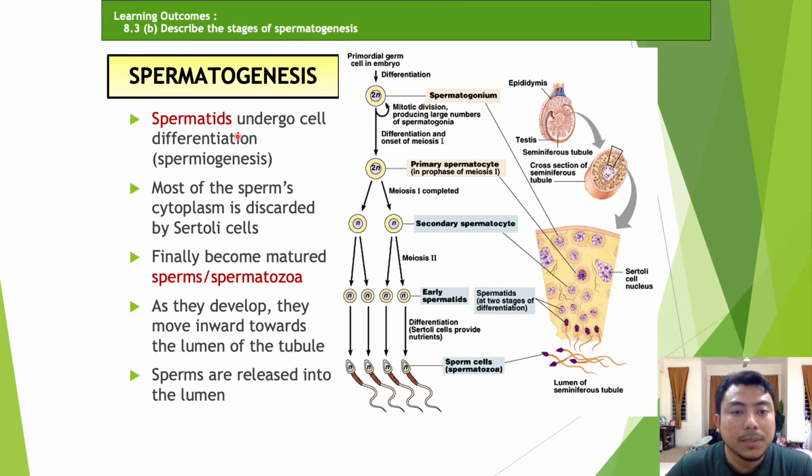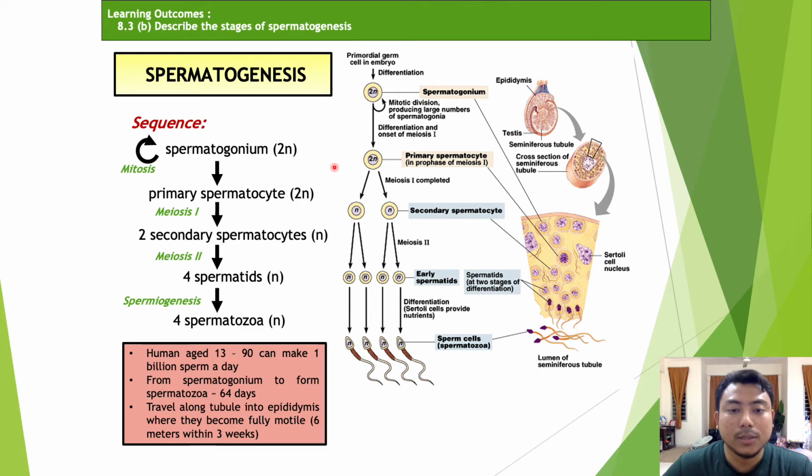So the spermatids then undergo cell differentiation, okay, we call it spermiogenesis. Most of the sperm's cytoplasm is discarded by the Sertoli cells, finally becoming matured sperms. As they develop, they move inward towards the lumen of the tubule, and sperms are later released into the lumen. Lumen ni main dekat tengah-tengah, dekat lubang of the seminiferous tubule.